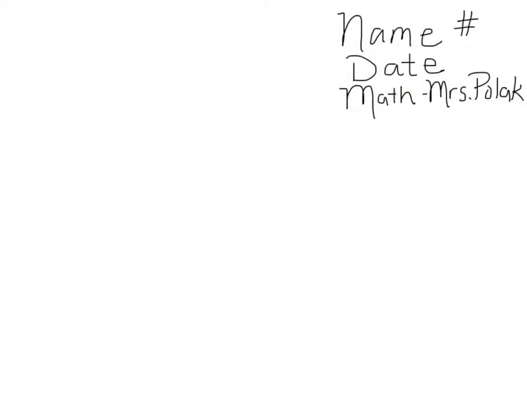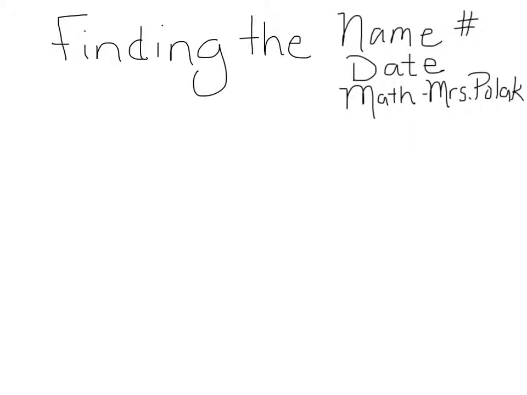Okay, here we go. So in the top right-hand corner of your math notebook, you should have your name, your number, today's date, and math with Mrs. Pollock. Now we're going to put a title at the top of this page so that you can remember what this lesson was about when you need to refer back to it. The title of this lesson will just be simply called Finding the Area and Perimeter of Rectangles. Go ahead and write that at the top of your page. Stop this video if you need to, and when you're finished, press play to continue.